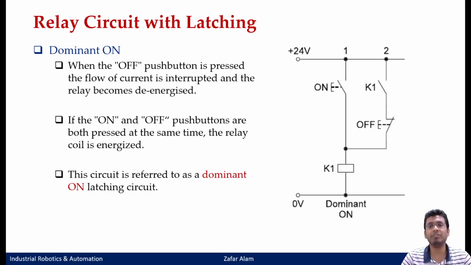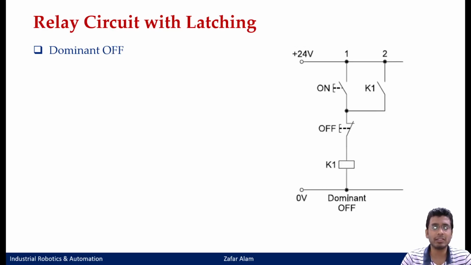That means even if you press both push buttons, one is your on and one is your off, in that case your relay remains in the on position. So this is known as your dominant on circuit. You have another circuit, which is known as your dominant off circuit.